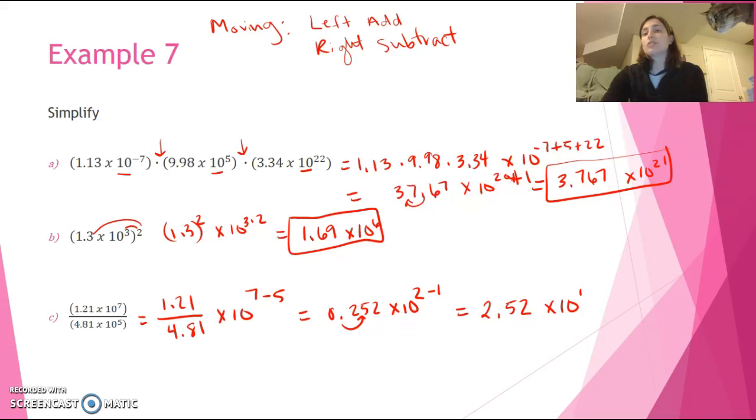And then again, just to keep in mind what MathXL is asking for. If it asks for the whole number, then you would just go ahead and evaluate this, that this would be 25.2. And that is it. That's how we use our exponent rules or properties with scientific notation.